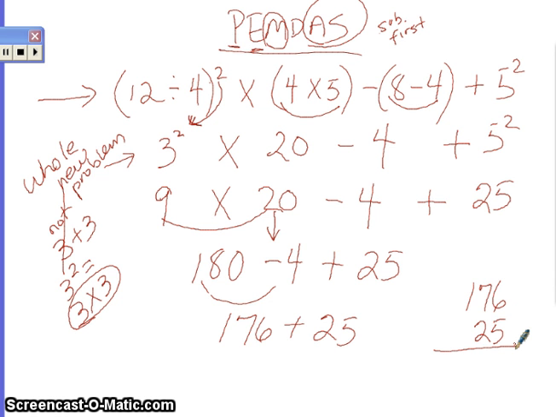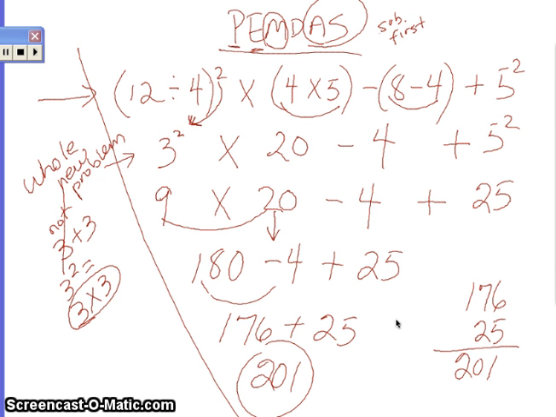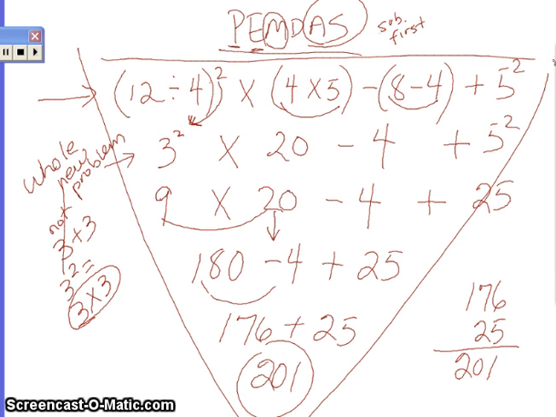And if we have to do 176 plus 24 on the side, or 25, that's fine. And then we get 201. That's a big problem. And again, we see that it turns into an upside down triangle to make it nice and compact and nice and neat. We'll try one more problem.